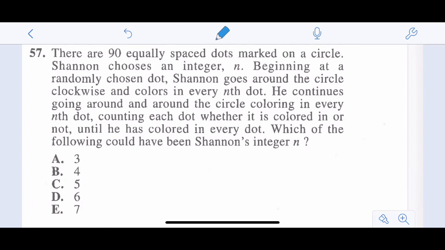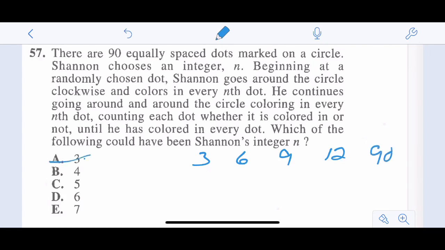I've done these enough to know they're pretty easy if you just know what to do. So if it's 3, he starts at 1, he goes 1, 2, 3, then he's going to go 4, 5, 6, 7, 8, 9, 10, 11, 12. He's going to end up basically doing multiples of 3 and only hitting that, and he'll get to 90 and then go back to 3 again.